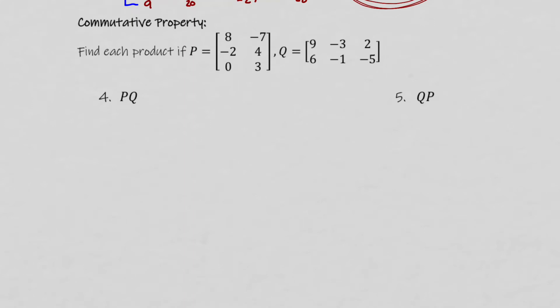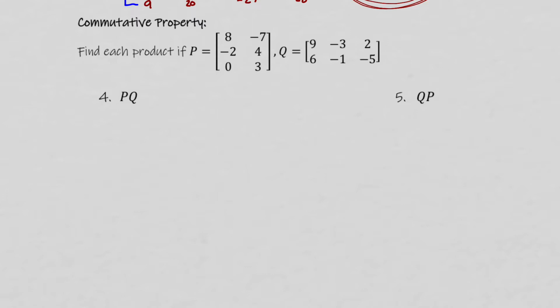So we are going to do the commutative property, which is where we can switch what we're multiplying. Like if you were just doing a number, 4 times 5 is 20, well 5 times 4 is 20. And you're going to see that that doesn't work out the same for matrices, okay? So we're going to take P times Q.